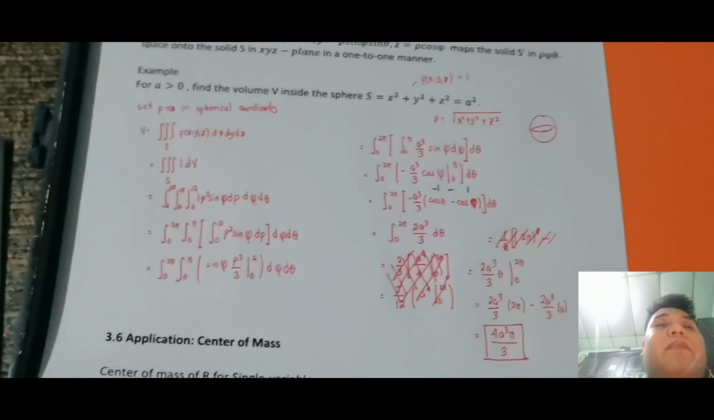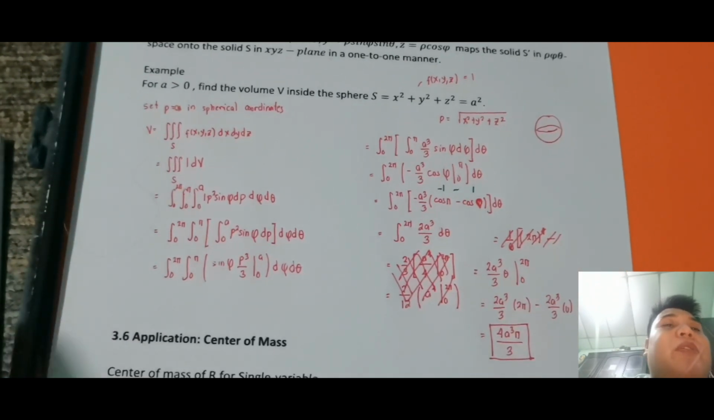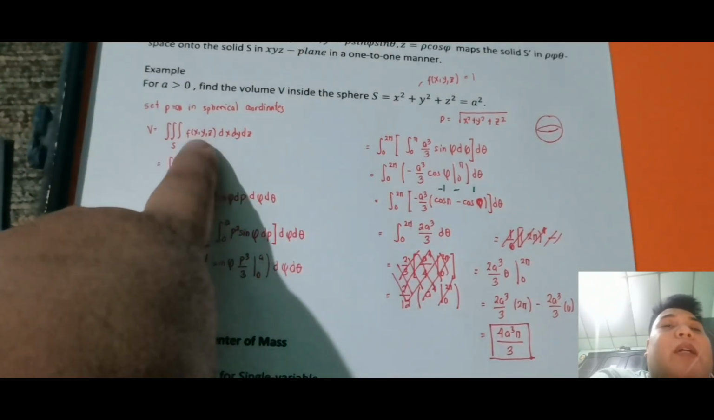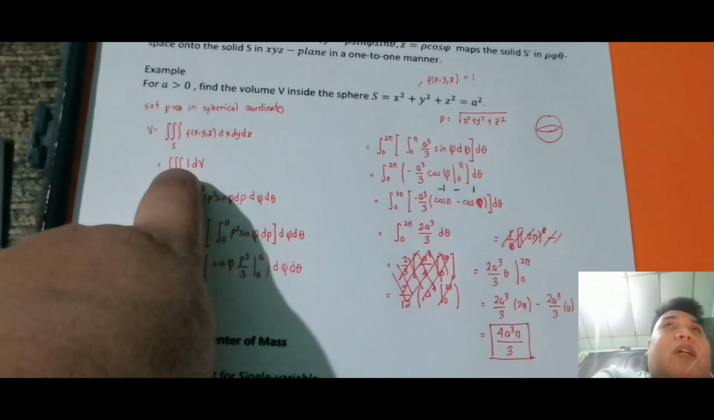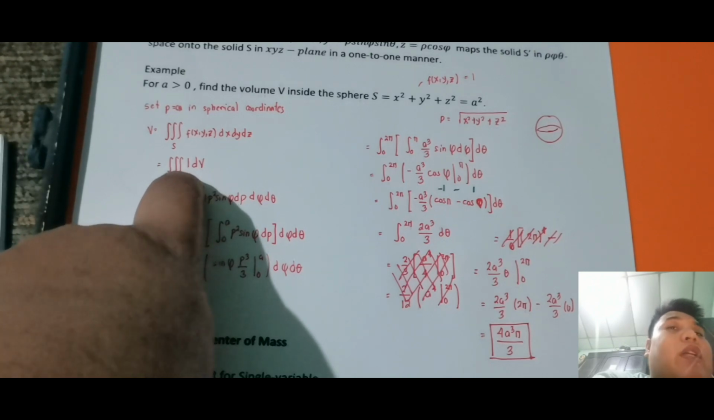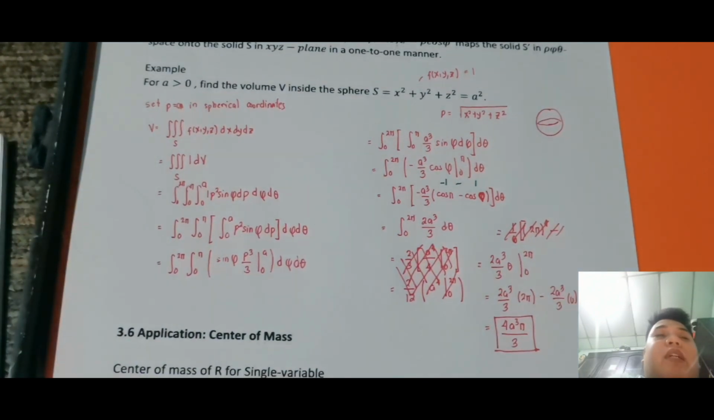Okay, so that is the volume nung sphere natin. Siyempre depende sa value ng a. Sir, lagi po bang f of x, y, z ng isang sphere is 1? Actually, yes. Depende siya sa radius. Kung 2 yung radius ng ating sphere, 2. Kung 3, 3 yan. Okay, dito sa ating sphere.